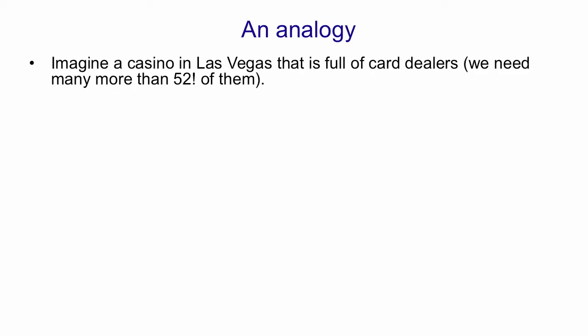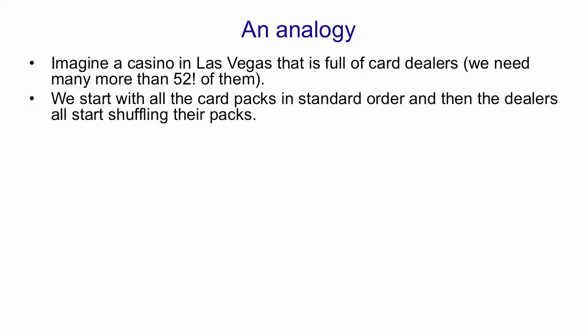Imagine a very large casino in Las Vegas with lots of card dealers. In fact, we have many more than 52 factorial card dealers. We start with all the card packs in the standard order that they come from the manufacturer. Let's suppose that has the ace of spades, then the king of spades, then the queen of spades. And then the dealers all start shuffling. And they do random shuffles. They don't do fancy shuffles that bring them back to the same order again.